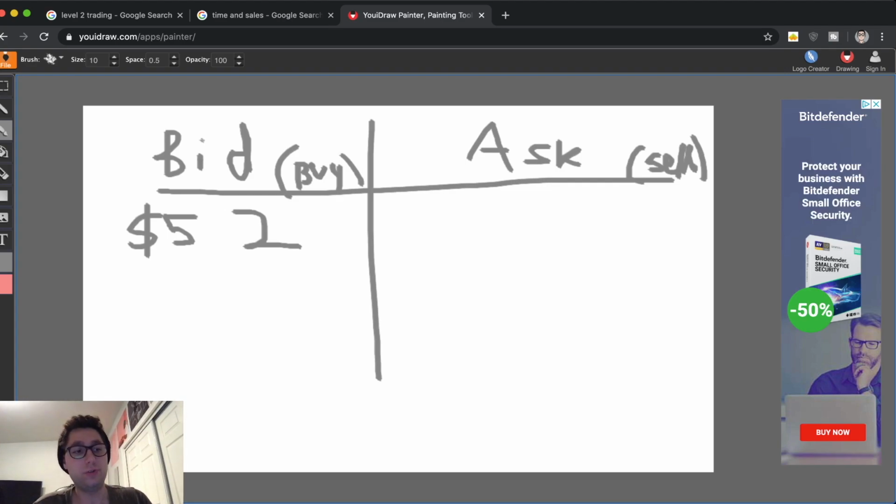Now, in order to have a marketplace, you need both sides. You need buyers and sellers. And this is where supply and demand comes in as well. The buyers are the demand, where the sellers are the supply.